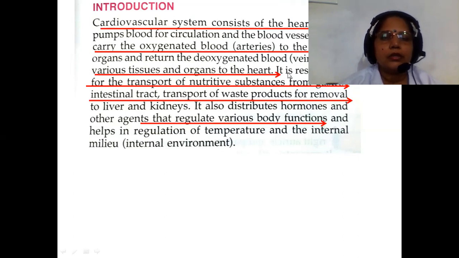Next, this cardiovascular system is responsible for the transport of nutritive substances from the GIT, or gastrointestinal tract, and the transport of waste products for removal to the liver and kidneys. It also distributes hormones and other agents that regulate various body functions, helps in regulation of the temperature, and maintains the internal environment of the body.